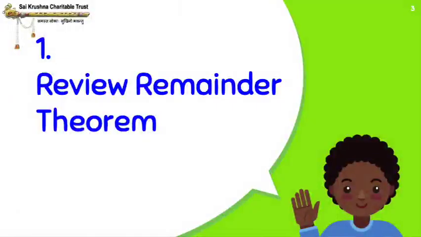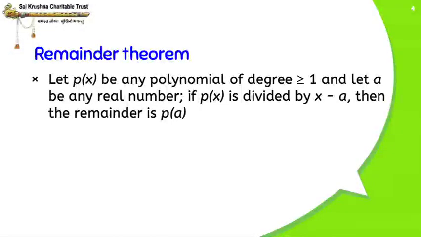Let us briefly review the remainder theorem. Let p of x be any polynomial of degree bigger or equal to 1, and let a be any real number. If p of x is divided by x minus a, then the remainder is p of a.